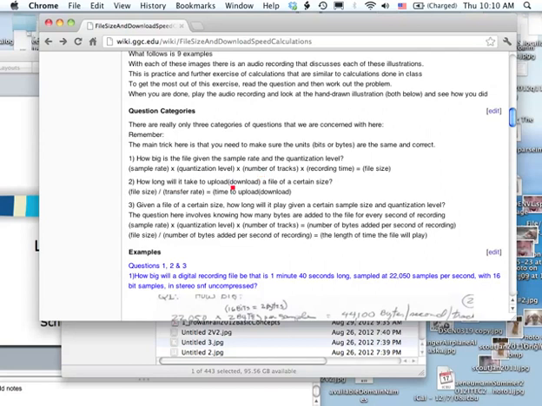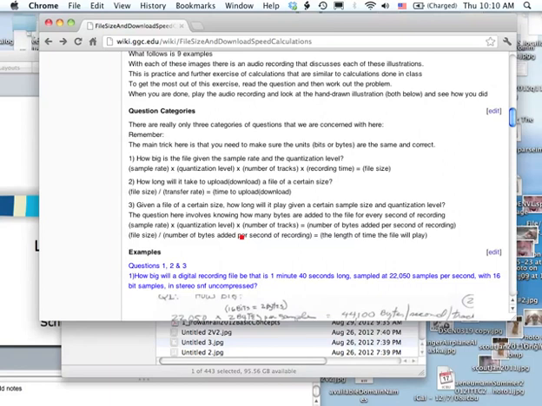Second kind of question is, how long will it take to upload or download a file of a certain size? So if you have the file size, you can divide it by the transfer rate, and that'll give you the time to upload or download. Once again, remember that file size is usually expressed in bytes, and transmission speed or transfer rate is usually expressed in bits per second. So there's a mismatch there that you have to correct, and the examples that I go through should do that.